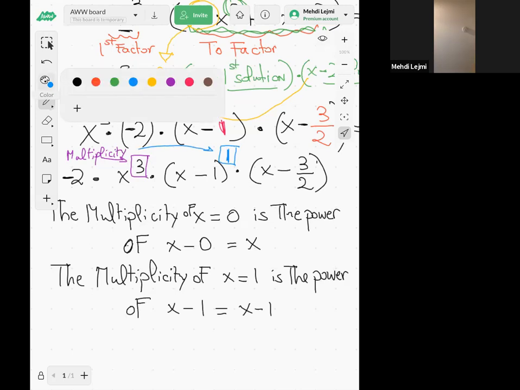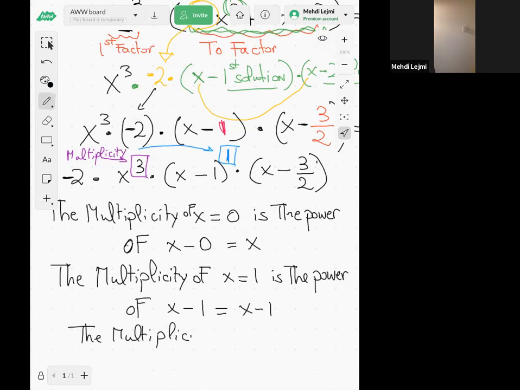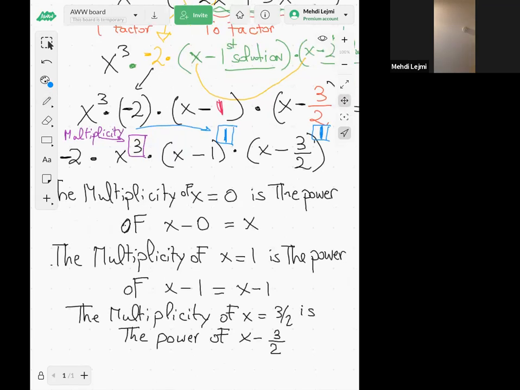And the last root is 3 halves, right? So the multiplicity of 3 halves is the power of x minus 3/2. Right? So what's the power of x minus 3/2? Well, it's just power 1 here. Right? So, okay, now I can answer the question.